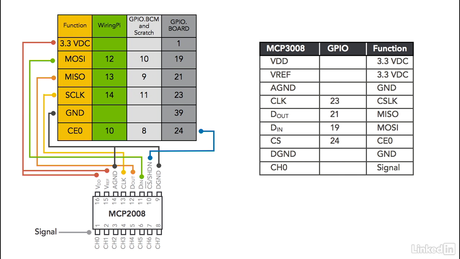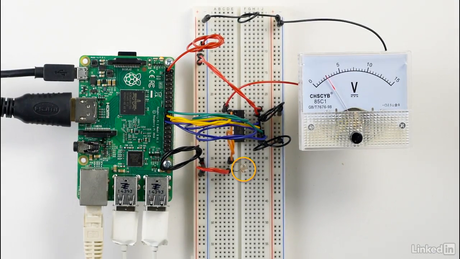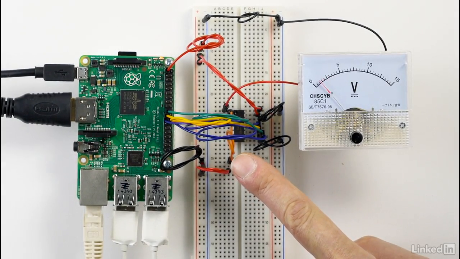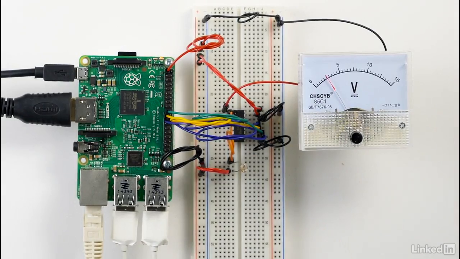The only exception to this is the final line, labeled CH0 for channel 0. The channel 0 pin on the MCP3008 is not connected to the GPIO. Instead, it's connected to a signal. In this case, I'm using a photoresistor to control 3.3 volts. When I cover the photoresistor, the voltage goes down. When I let the photoresistor be exposed to light, the voltage will go up.